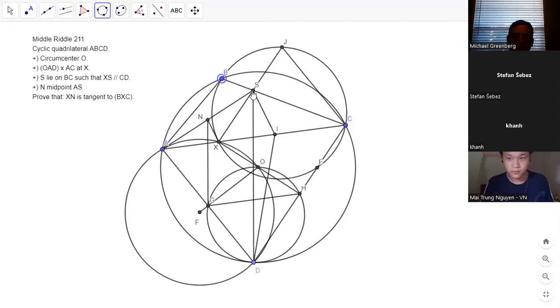We could also draw this circle if we wanted. So we want to show X has the same power with respect to these two circles, this one and this one. I mean, really, we could do any circle through S and J, right? So I don't know if that's the best one to use or.